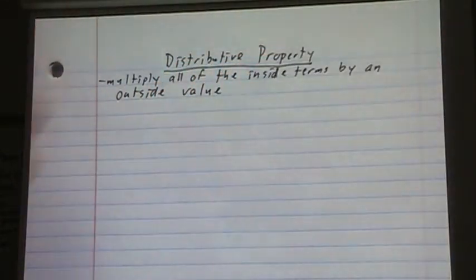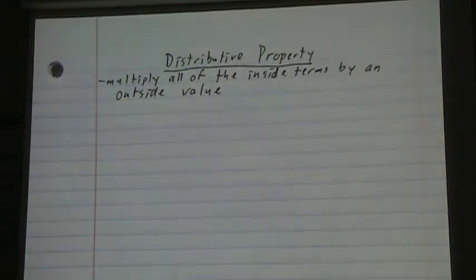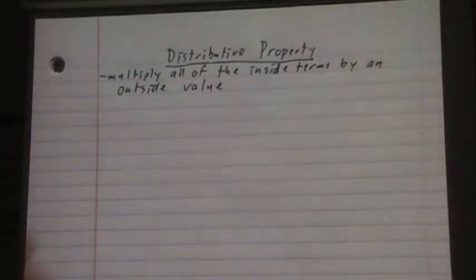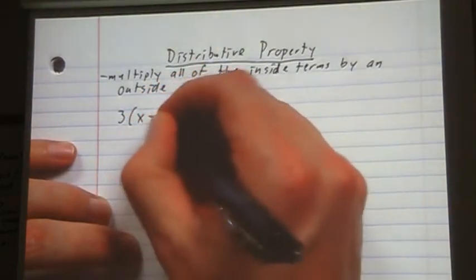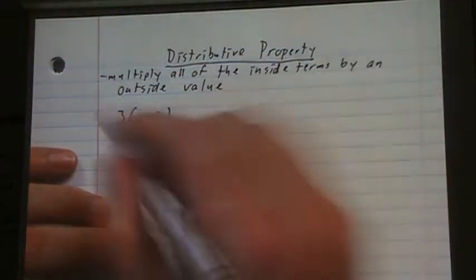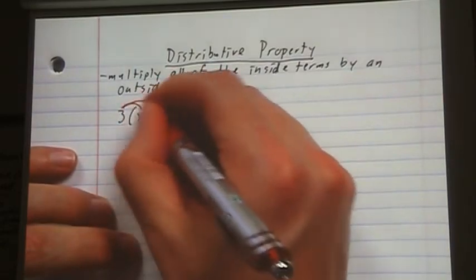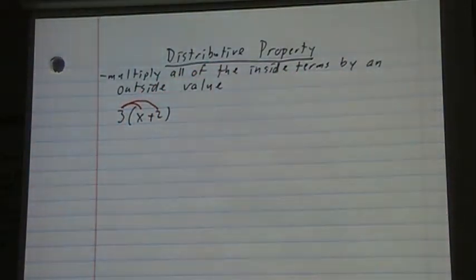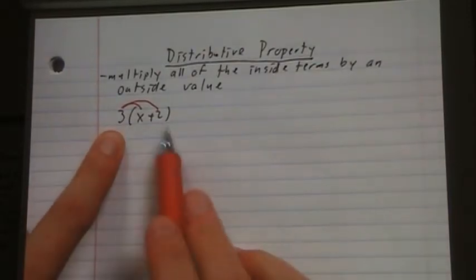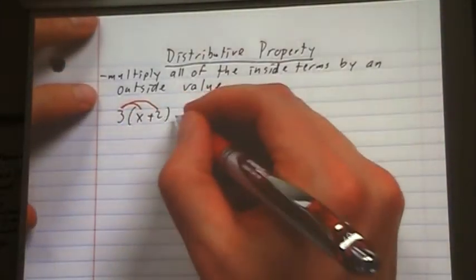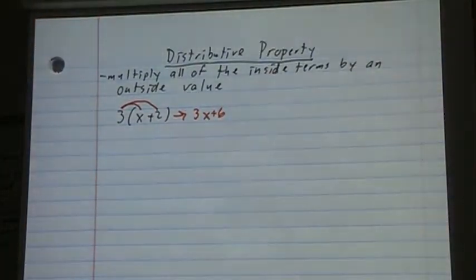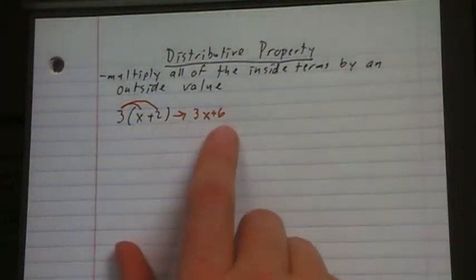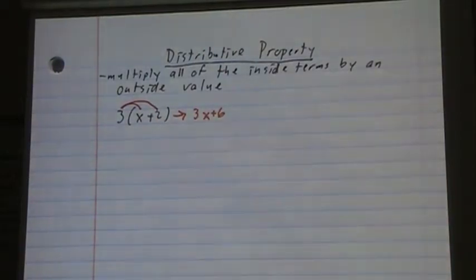I'll give you guys 2 examples of these ones. So if you had something like this, 3 times (x plus 2), you could distribute. Remember, the word distribute means pass out. So it's like everyone's got to get that outside term. So distributive property would look like this, 3x plus 6. So you actually do multiply and get a little answer when you use distributive property.